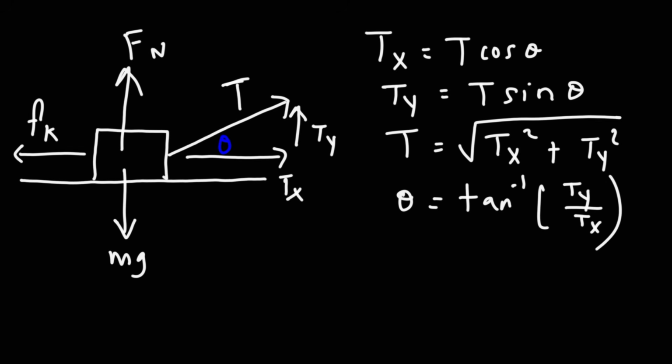But using SOHCAHTOA, you can also use sine and cosine. So the angle theta will be the arc cosine of Tx over T, adjacent over hypotenuse. Theta can also be arc sine Ty over T, opposite over hypotenuse. So if you saw my trig videos, it'll explain how you can find sine, cosine, and tangent using the right triangle.